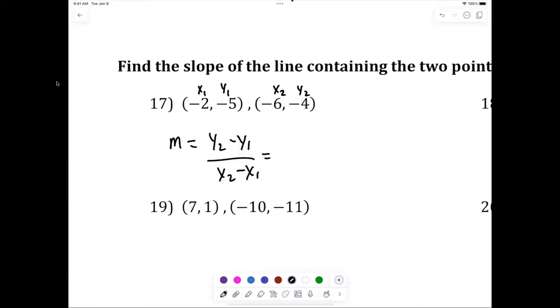So let's see if we can do this. Y2 is what? -4 minus what? -5. So instead of writing minus negative, just change it to what? +5 over, what's x2? -6 minus what? -2, which makes it +2. Thank you very much. You have to be real careful with the negatives. And so -4 plus 5 is what? 1. -6 plus 2. So your answer we just say is the slope is -1/4.